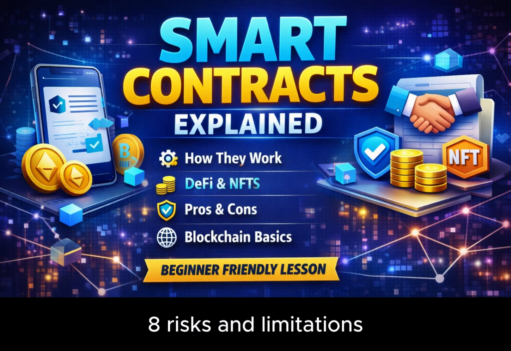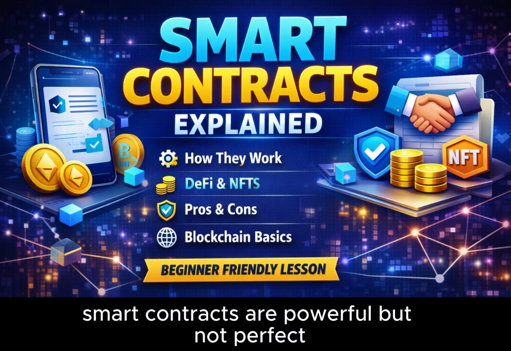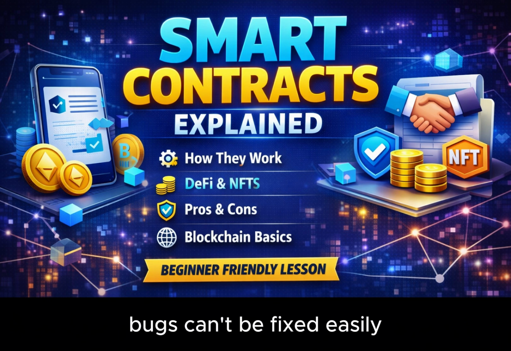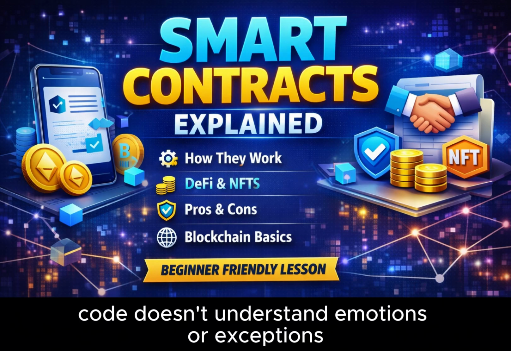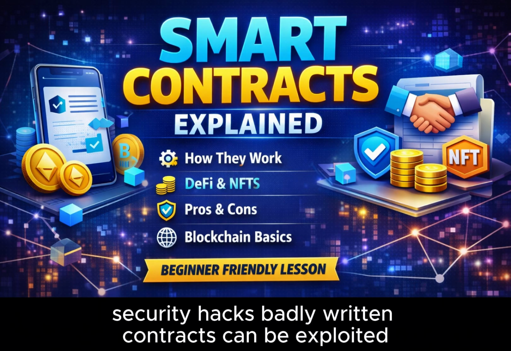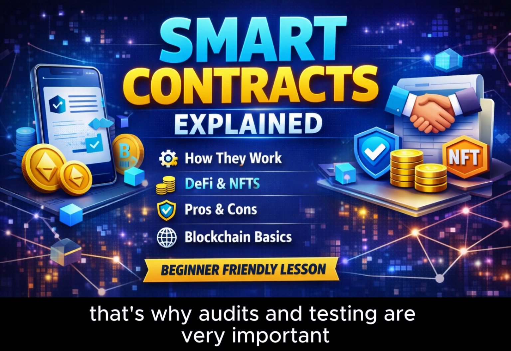8. Risks and limitations. Smart contracts are powerful, but not perfect. Bugs in code. Once deployed, bugs can't be fixed easily. No flexibility. Code doesn't understand emotions or exceptions. Security hacks. Badly written contracts can be exploited. That's why audits and testing are very important.